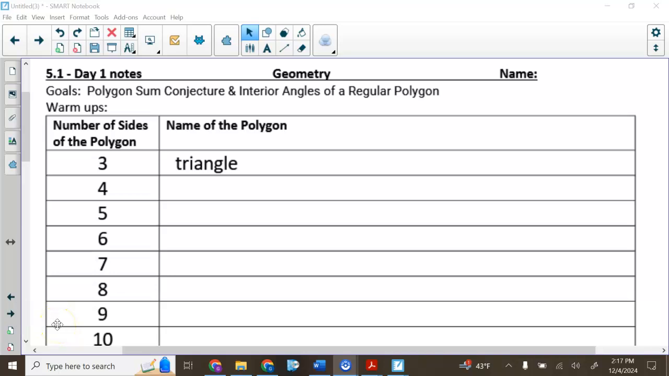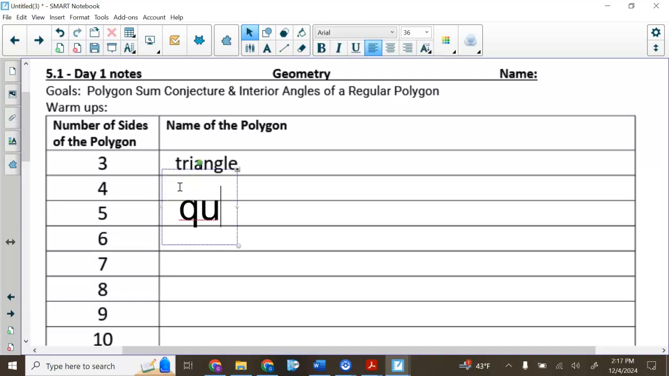Geometry 5.1 Day 1 Notes over polygon sum conjecture and interior angles of a regular polygon. So first off, I just want you to refresh what are the names of the polygons with this amount of sides. So for example, 3-sided is a triangle. 4-sided, the generic term would be a quadrilateral.